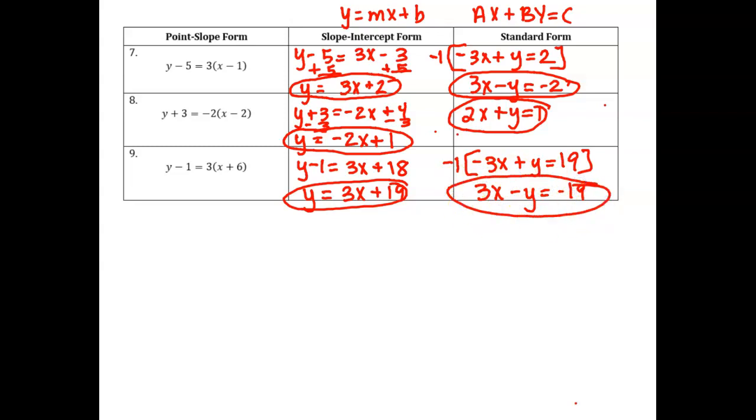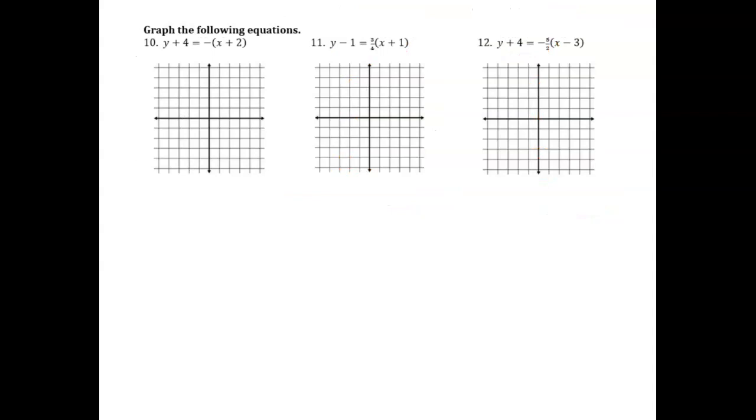Okay. All right, so looking at number 10, 11, and 12, we're going to graph the following equations. So again, we can identify the slope as negative 1. If you notice, these are in point slope form again. Our ordered pair is going to be x is negative 2 and y is negative 4. So we're going to graph negative 2, negative 4, 1, 2, 3, 4. All right, and our slope is negative 1. So we're going to go down 1 over, or go like this. Okay, so there's our line.